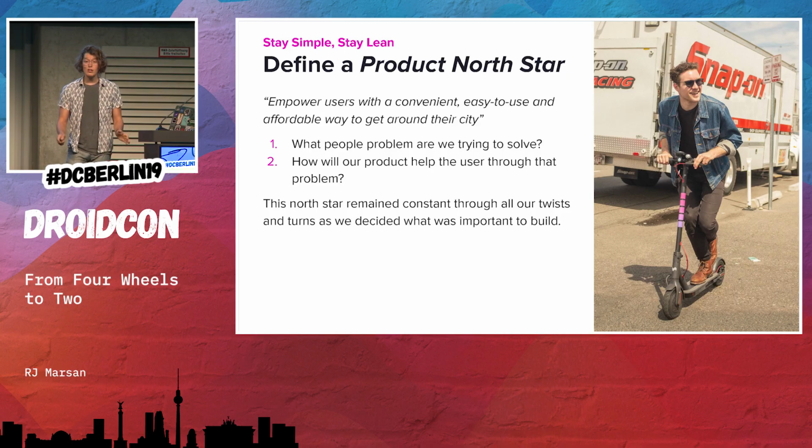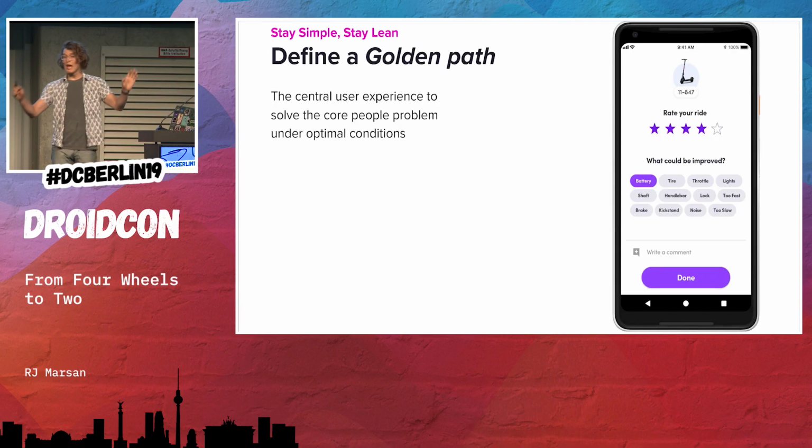The next thing we did was we laid out the golden path. The golden path I'm going to define as the central user experience to solve the core user problem in optimal conditions. But what I really mean is, here's how we're going to do what we're going to do in as squinty-eyes things as possible. So don't worry about error cases. Don't worry about the new user experience, or if you have an empty state. We're just thinking about, in an optimal world, how we're going to solve that human problem.